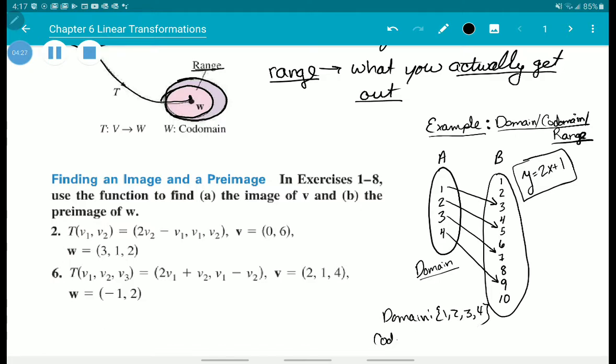Our codomain is everything that's in the second set B. So that consists of the numbers 1 through 10. I'm going to abbreviate that way. But the range is what we're actually getting out. Because we have limited this domain to just 4 values, that means we're only going to get 4 values out here. So our range consists of just these numbers 3, 5, 7, and 9.